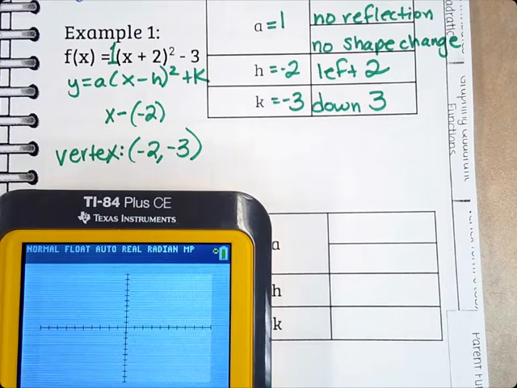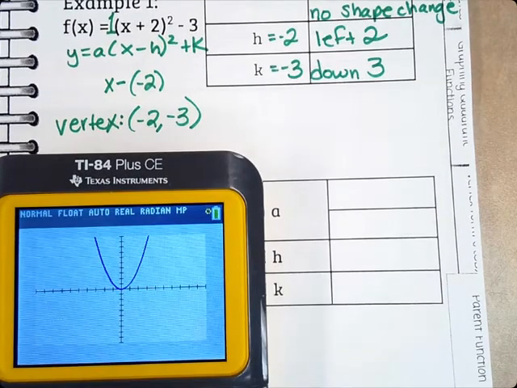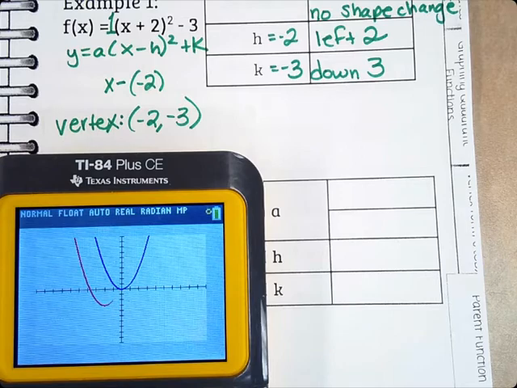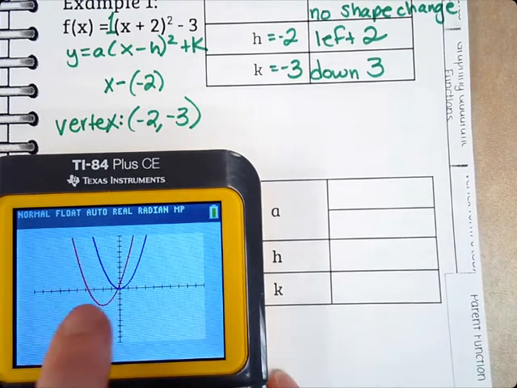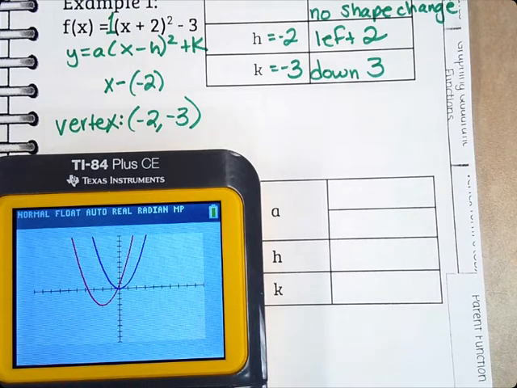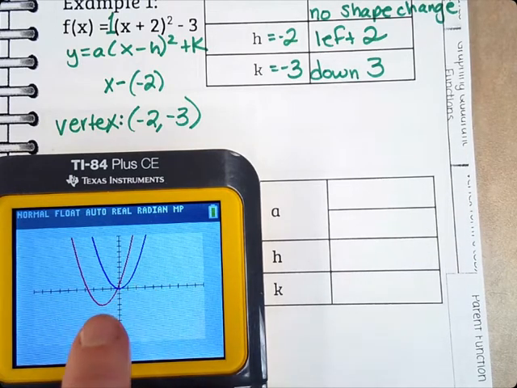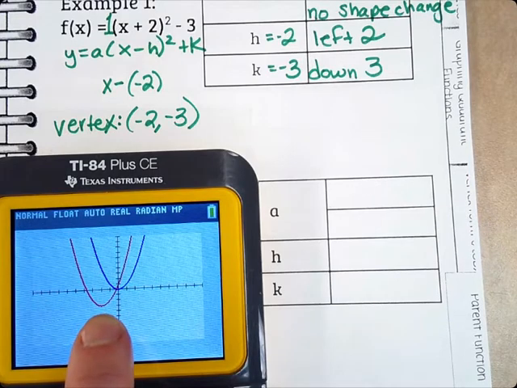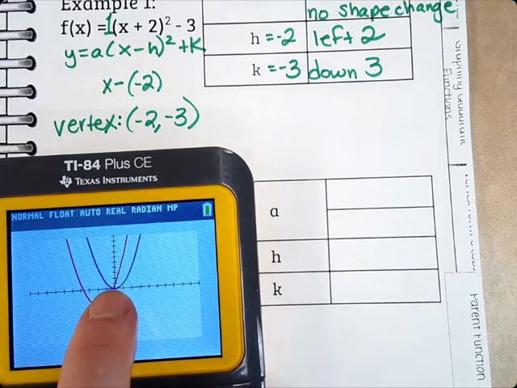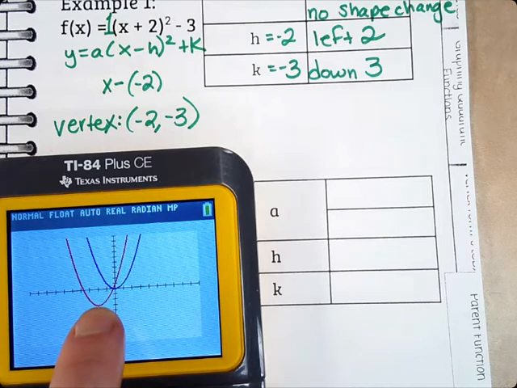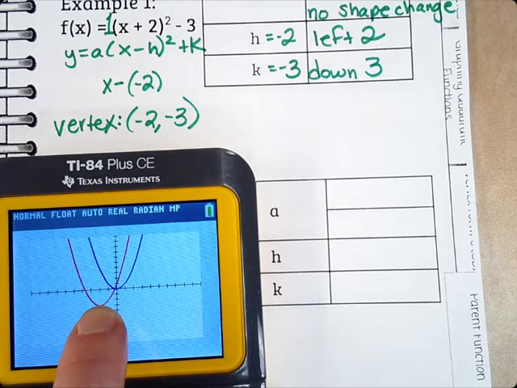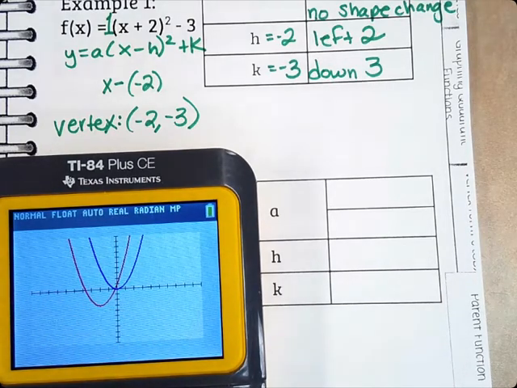Hit graph. So it's the exact same shape. Do you see how it's the exact same shape? Same width as the other one. So the blue one is our quadratic parent function. The red one is our new function. It's the same shape, but it was moved left 2, down 3 to our new vertex. So you can follow the vertex by doing the left 2, down 3.